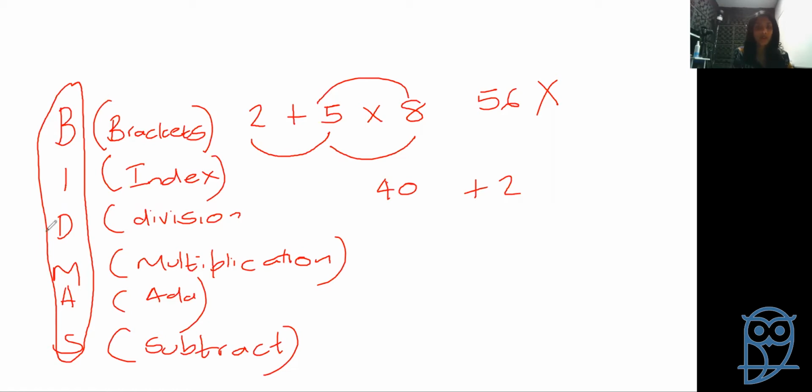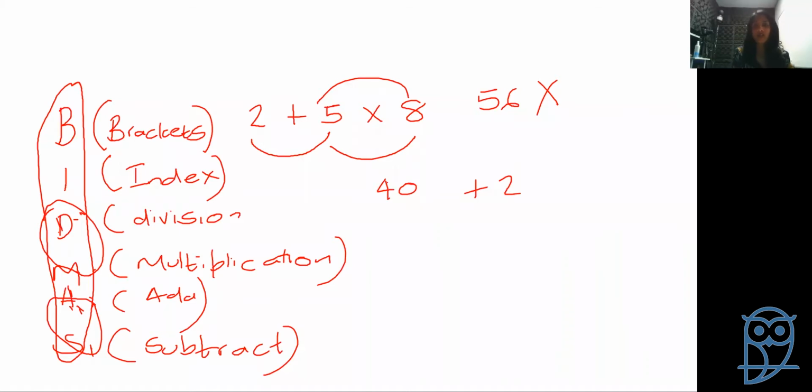Everybody understands: we start with brackets, index, division, multiplication. Guys, I say division, multiplication, addition, subtraction, but it can be division or multiplication, addition or subtraction. But we cannot do addition before multiplication, or subtraction before. We have to do them in this order, but within these pairs of operations, we can do one or the other first.